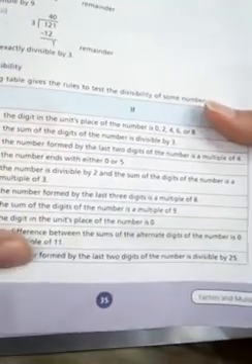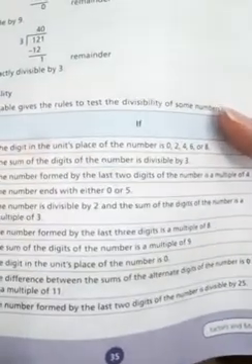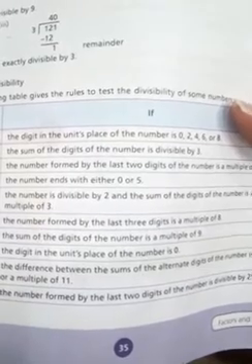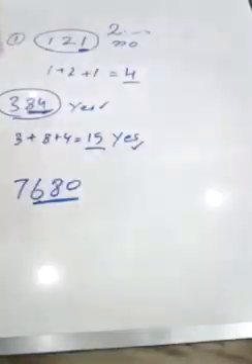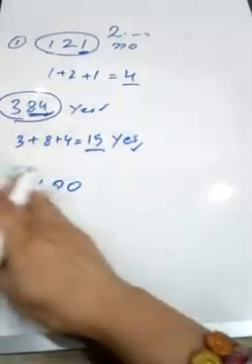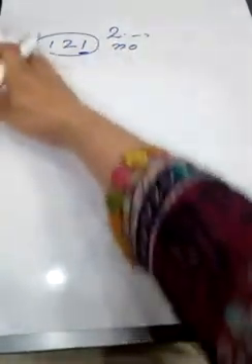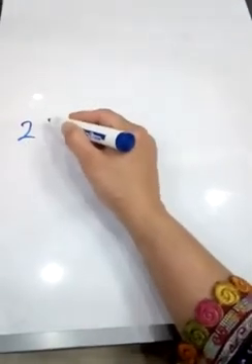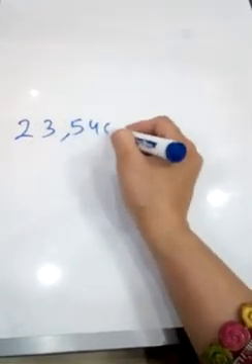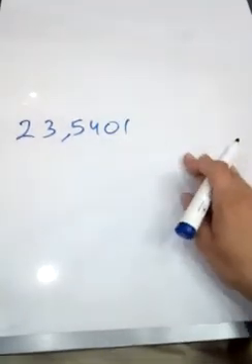For 11, the difference between the sums of the alternate digits of the number is 0 or a multiple of 11. The divisibility test of 11 is quite different. I'm going to explain it to you here. Suppose we have the number 2, 3, 5, 4, 0, 1. We have that bigger number.